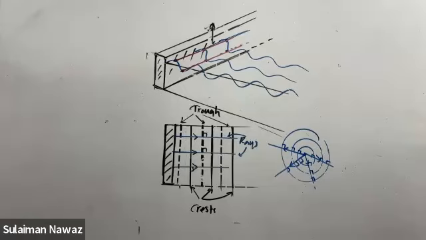Then next point, write down in the transverse side, there is no difference in pressure and densities of the particles in the medium at crest and troughs.